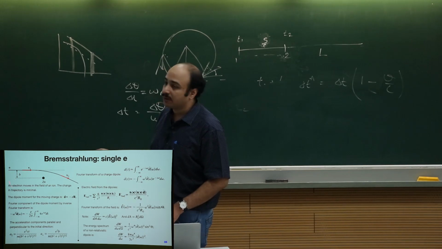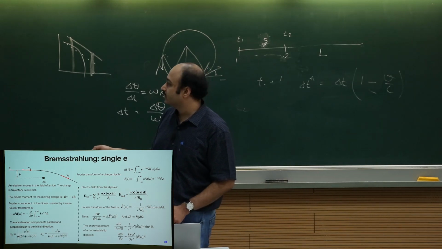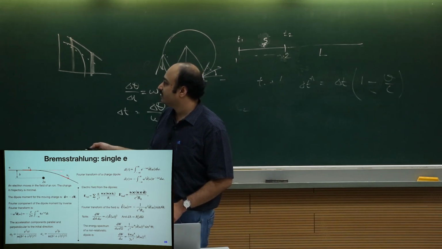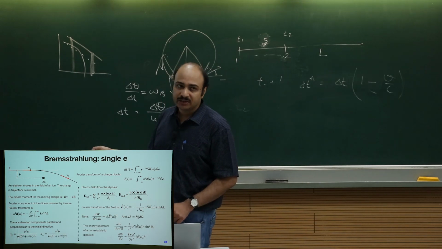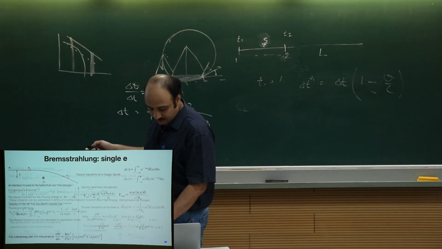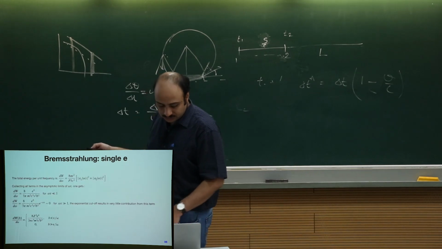So this is the impact parameter. If initially the electron is approaching in this direction, what is the distance between the approach point of the electron and the parallel line drawn from the charge? That's the impact parameter, and v is the initial velocity of the electron. So the typical time scale is b by v. That is tau.